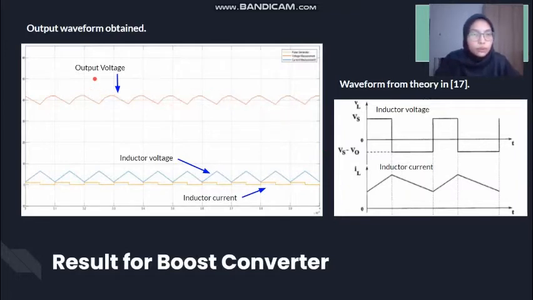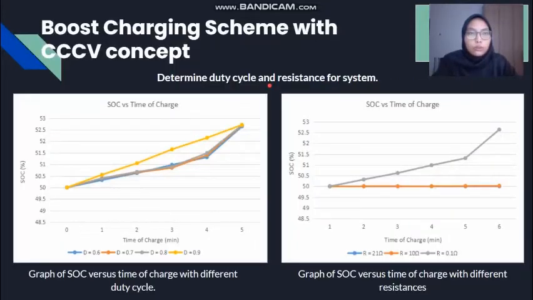Next, for output voltage, from this waveform, the value of output voltage is 41.92 volt. From the mathematical calculation that we made, the output voltage that we gain is 42 volt. 42 volt and 41.92 volt are slightly similar, so we can consider that the output voltage that we gain from this simulation is correct.